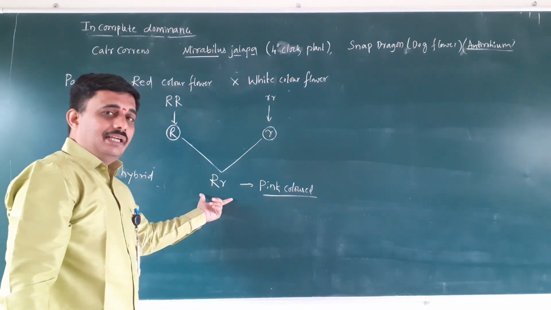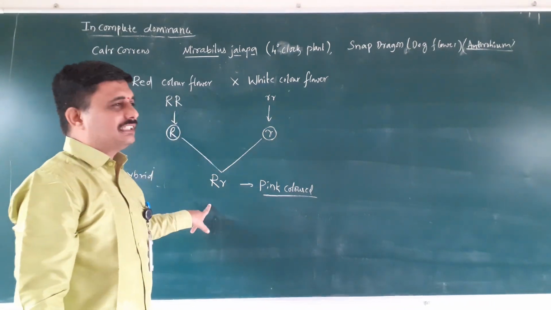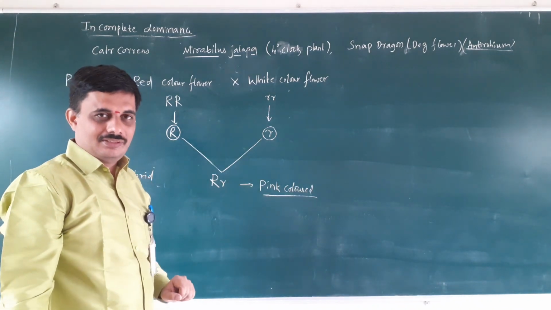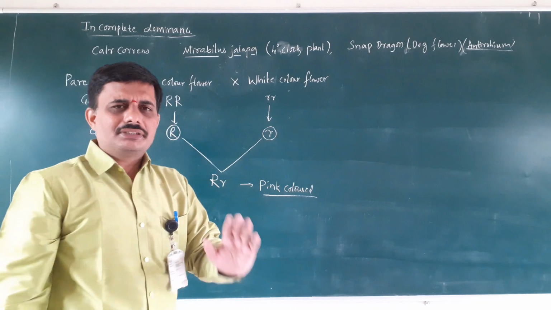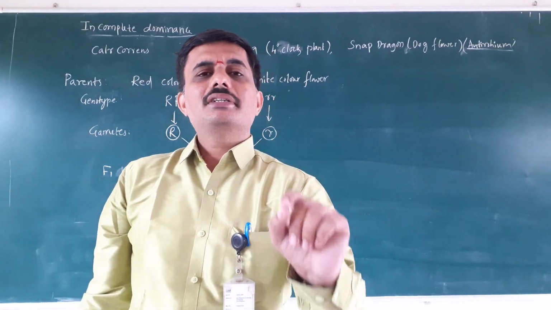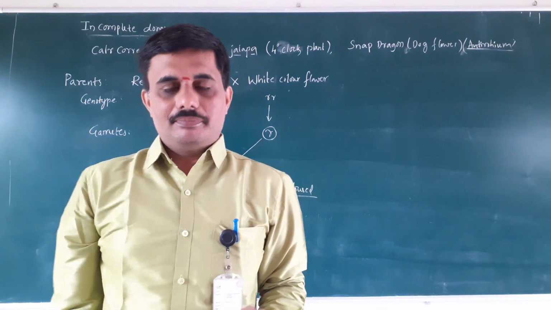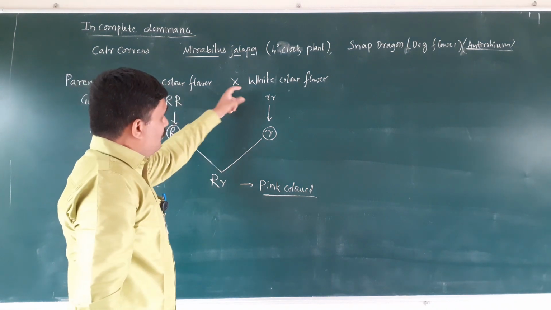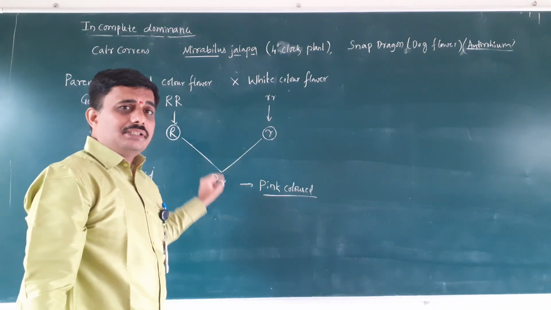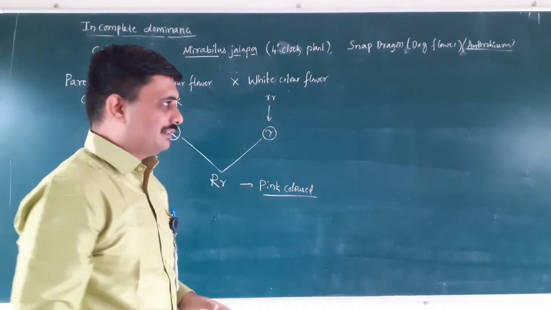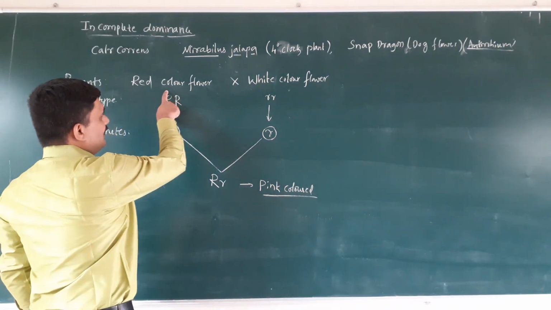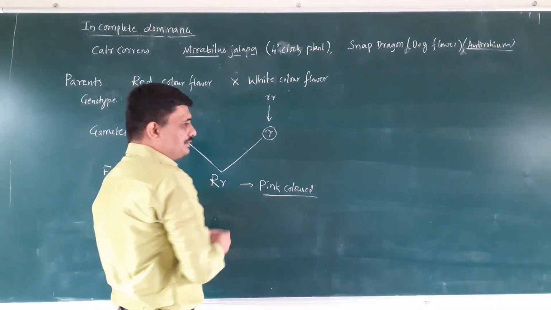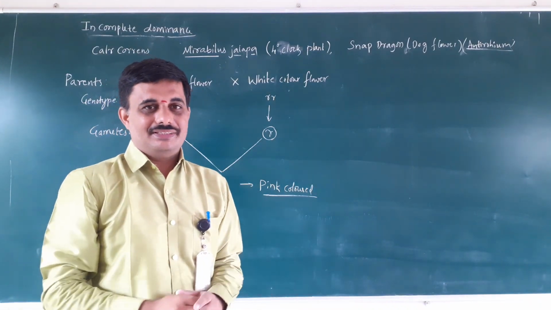But in case of incomplete dominance, none of the parent character is expressed in the F1. So to some extent it disproved Mendel's law of dominance. What did Mendel say? The character brought into the hybridization, the one which is expressed in F1, is called a dominant character. Here, neither red color nor white color is dominant. So this kind of expression is called incomplete dominance.